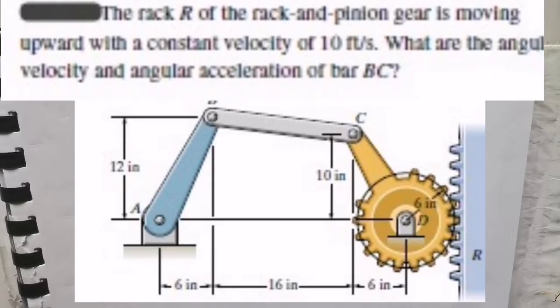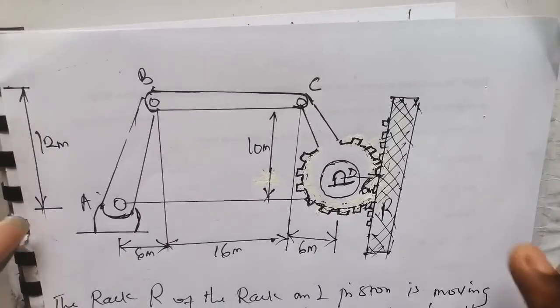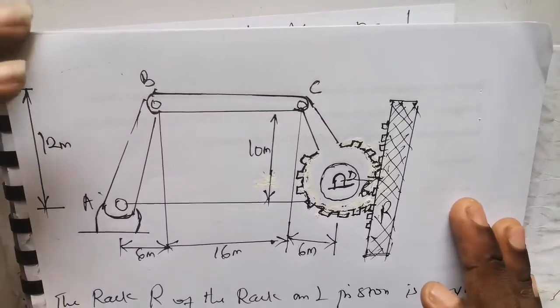So let's consider this question. The question says the rack of the rack and pinion is moving upwards with a constant velocity of 10 foot per second. What is the angular velocity and angular acceleration of the bar BC? Okay, so as always, let us take a pictorial view of the diagram, a sketch of the diagram, and explain.